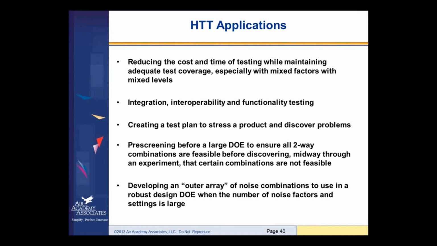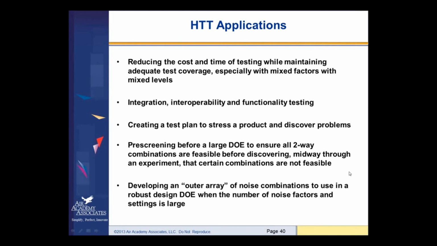At John Deere, we use it for pre-testing or pre-screening large DOEs that are run on simulators, to ensure that all 2-way combinations are feasible before you go into a big experiment. On a computer simulator, for example, you might be doing 300 test cases, and each test case takes 20 minutes on the computer. So we want to make sure that all 2-way combinations are feasible.